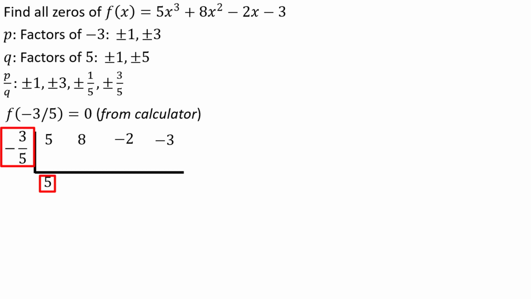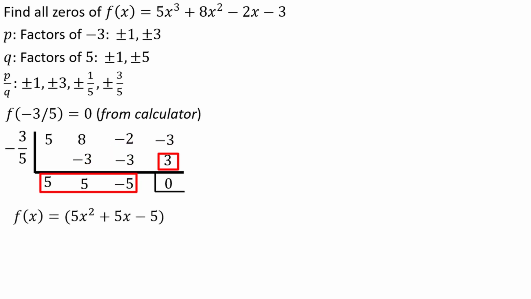5 times negative 3 over 5 is negative 15 over 5, or just negative 3. 8 plus negative 3 is positive 5. 5 times negative 3 over 5 is negative 15 over 5 again, which is negative 3. Negative 2 plus negative 3 is negative 5. Negative 5 times negative 3 over 5 is positive 15 over 5, which is positive 3. Negative 3 plus positive 3 is 0. Our factor is 5x squared plus 5x minus 5.